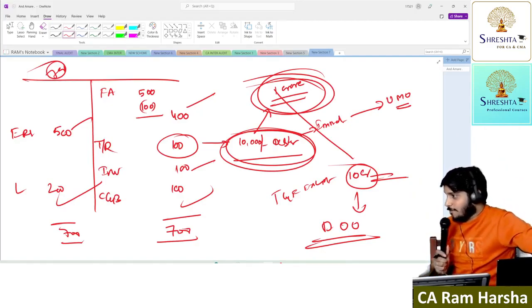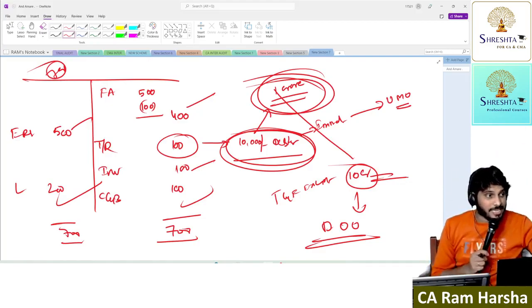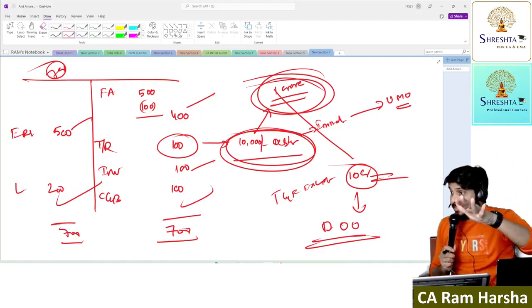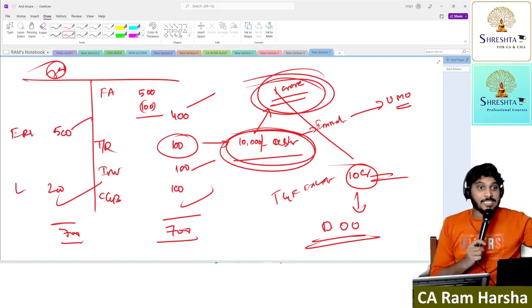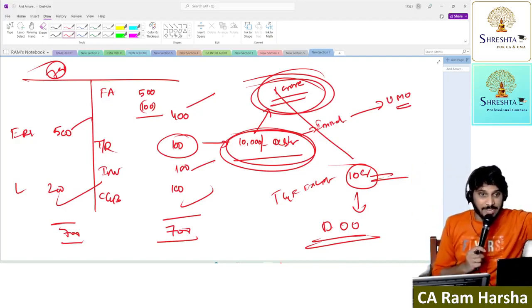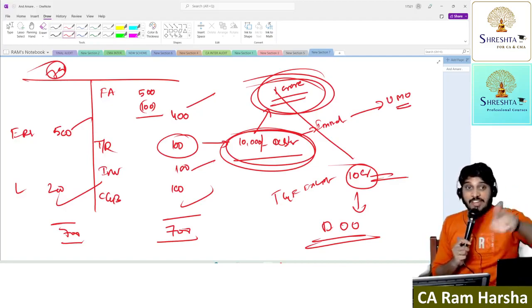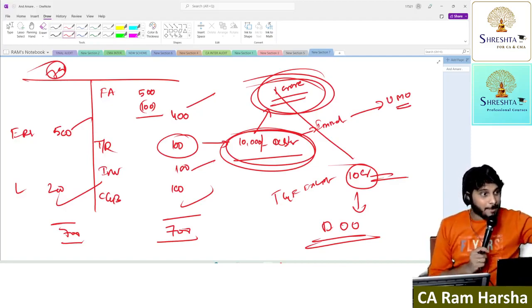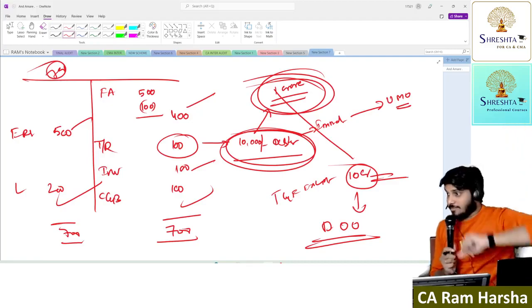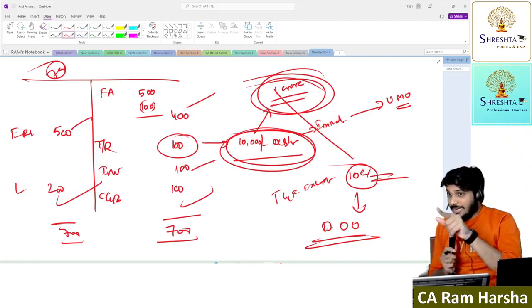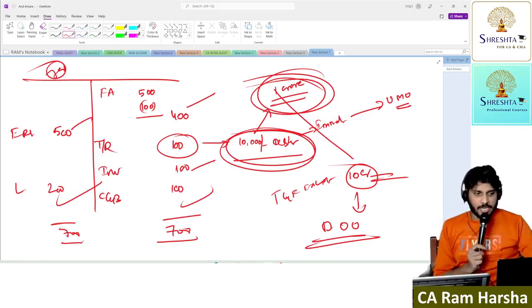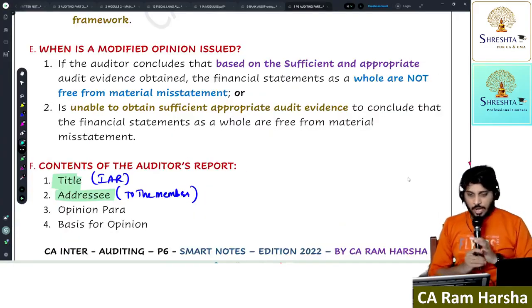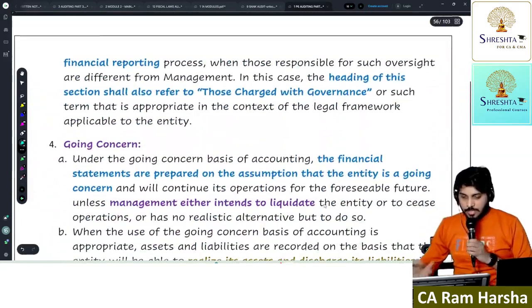Are you getting the point? Indirectly, what are they saying? If you are not getting sufficient appropriate evidence for a material and pervasive item, then which opinion will you give? Disclaimer of opinion. Which opinion? Disclaimer of opinion. You see how the definitions were clearly framed.